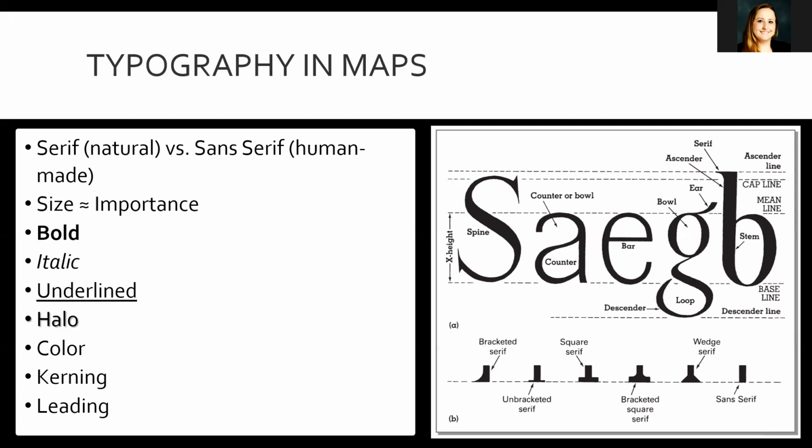And then your sans serif fonts. So sans is without. So without serifs, those are going to be your Arial type fonts, and those are going to represent your human made features, usually the labels of cities, countries, towns, and things of that nature.